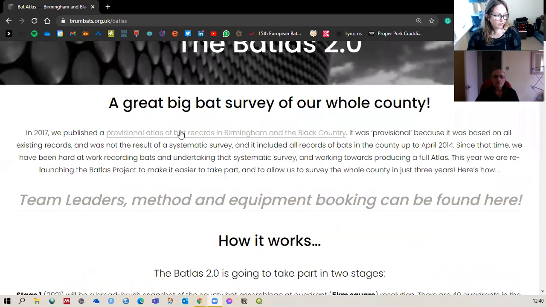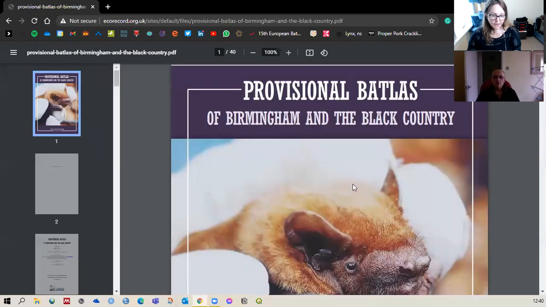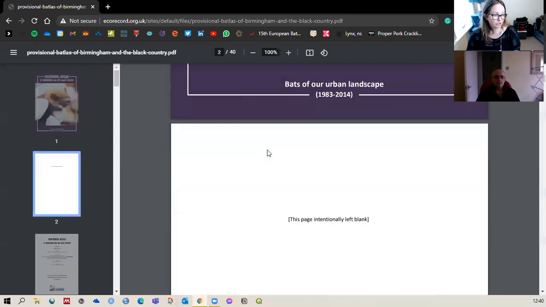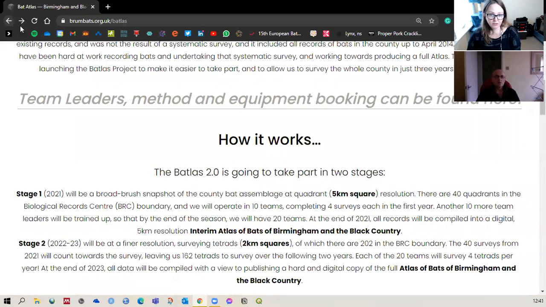And here you can find a link to the existing provisional Batless, so the Batless of the non-standardized records up to and including April 2014, which is here. But what we're hoping to do is to update this with a systematic survey of all of the county. And so it happens in 2 stages.